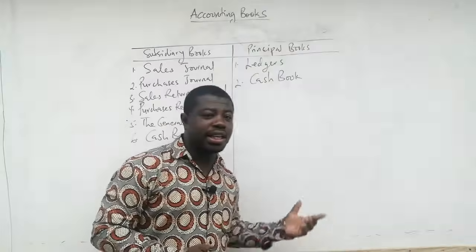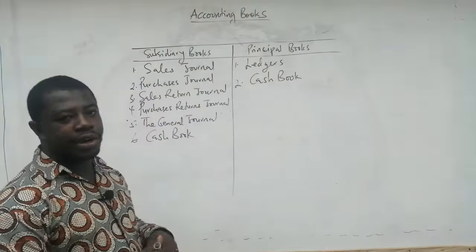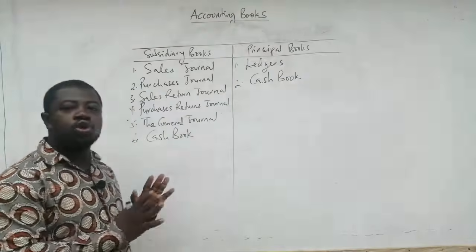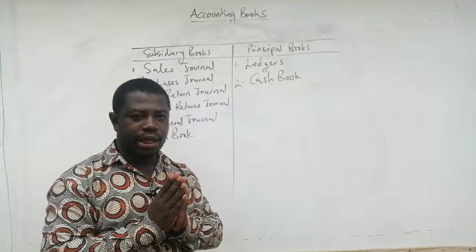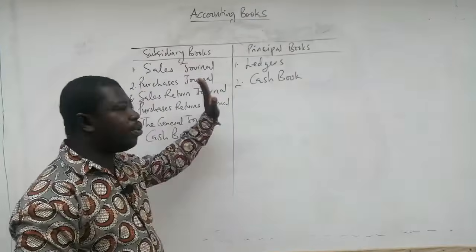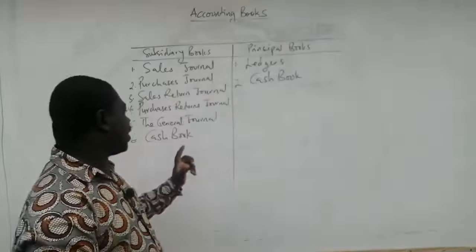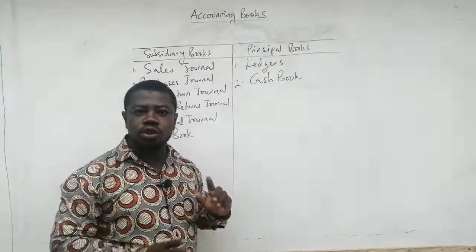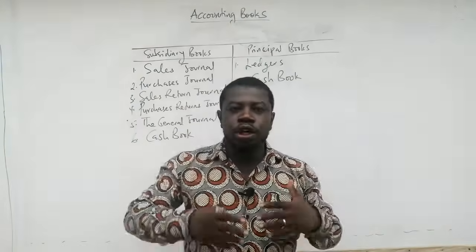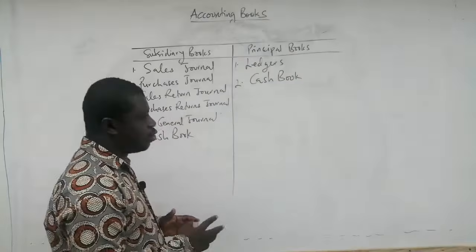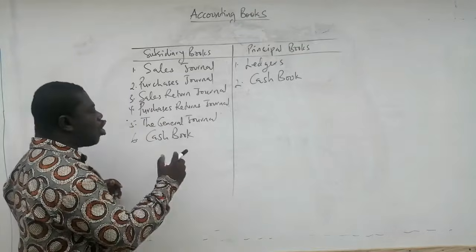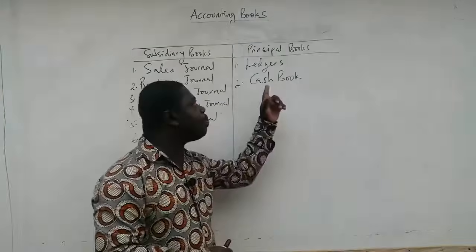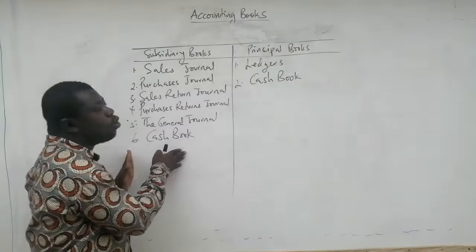Now I'm sure you're asking the question: why is the cash book appearing on both sides? These books of original entry are the books into which transactions are first recorded, because we do original entry here before we post them into the ledgers. But we are told that these books do not follow the double entry system, while the ledgers do. Because the cash book follows the double entry system, it is permitted to be part of the principal books, even though it is a book of original entry.